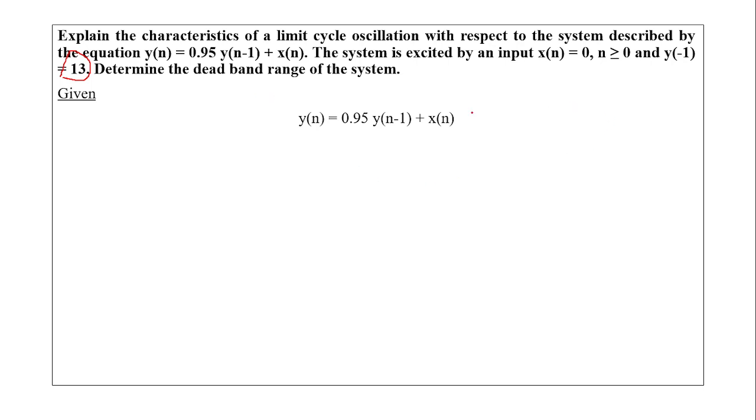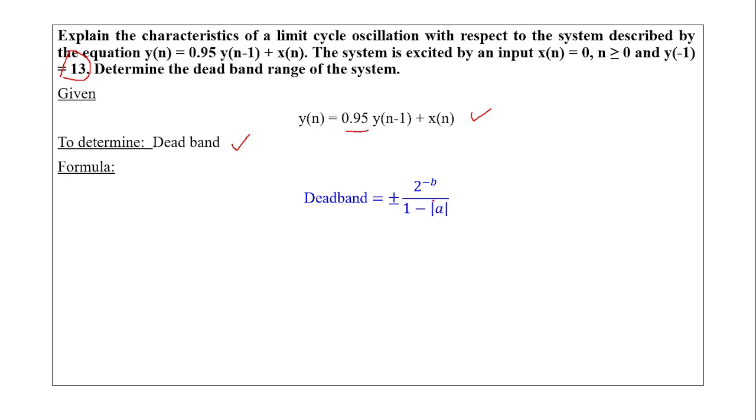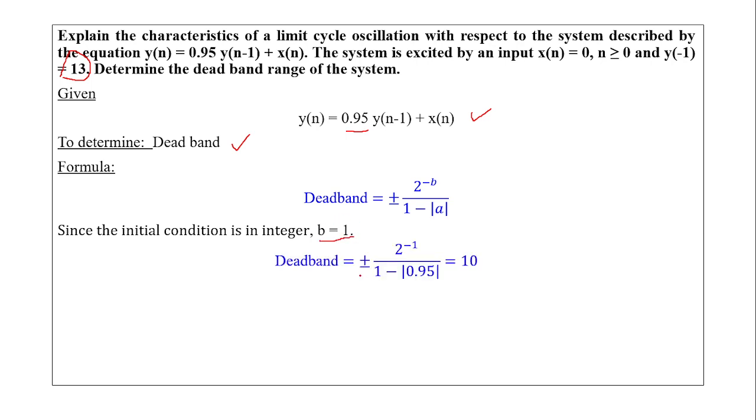So here the system is y of n equal to 0.95 y of n minus 1 plus x of n, and they ask you to find the deadband along with the characteristics of limit cycle oscillation. To find the deadband, the formula is plus or minus 2 power minus b divided by 1 minus modulus of a. Modulus of a is the constant value here, and for an integer initial condition, the b value is equal to 1. So deadband is plus or minus 2 power minus 1 divided by 1 minus 0.95, so the value is 10.